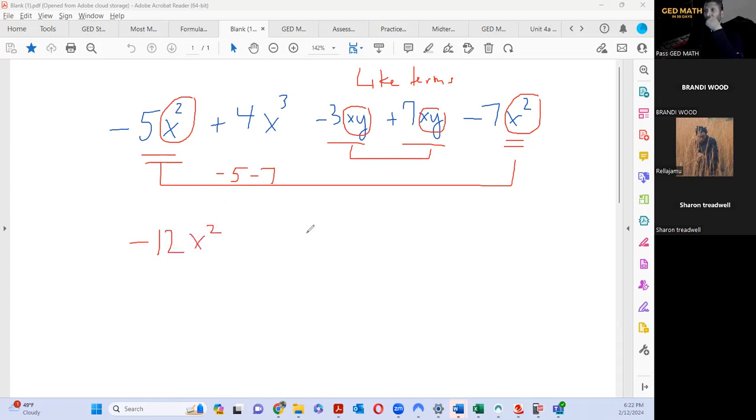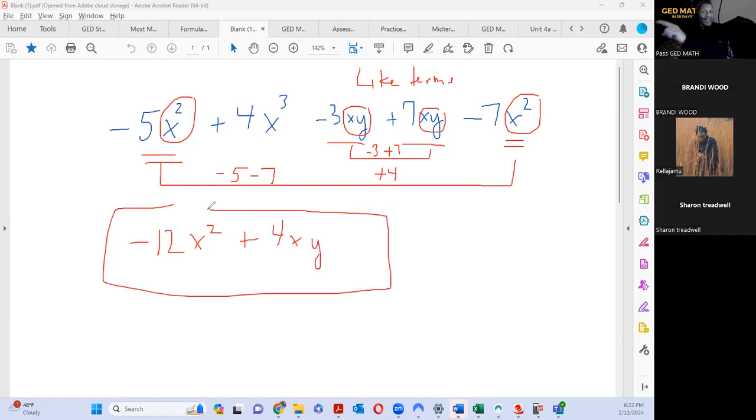X squared, yes. We look at minus 3xy plus 7xy. We look at the coefficients. Minus 3 plus 7. What is 7 minus 3? It's 4. So remember, plus 4xy. This is how you would simplify that expression by combining like terms. So they can get more difficult than that.